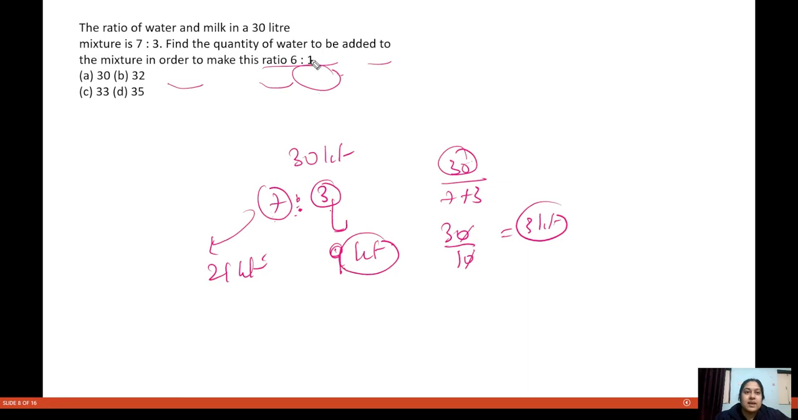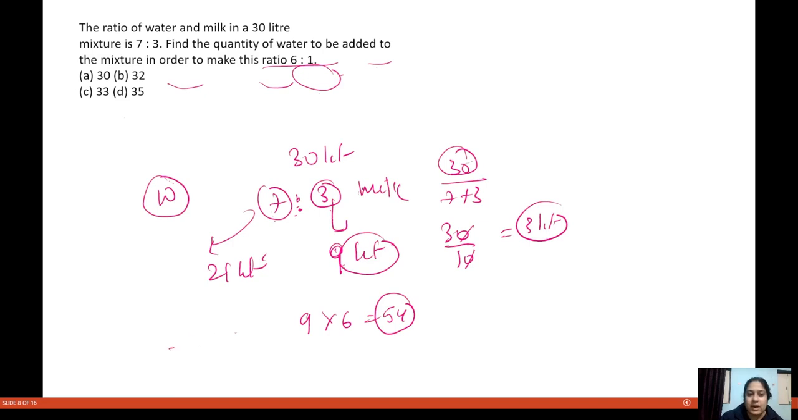Okay, and milk is how much? Milk is 9 liter. Okay, now I have to just add water here. So 9 6 are 54, but you have only 21 liter of water here. So how much are you going to add? 33 liters. 33 liters of water. So this will become equal to 33 liters.